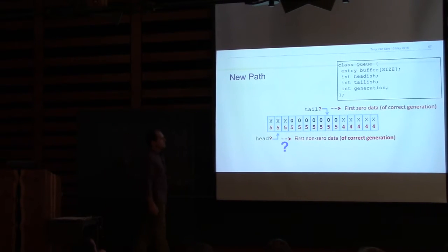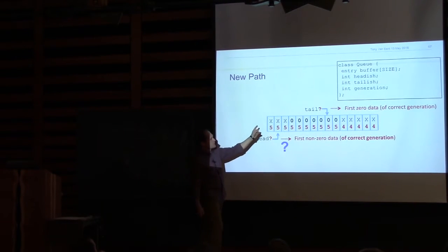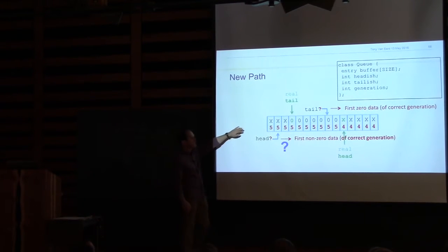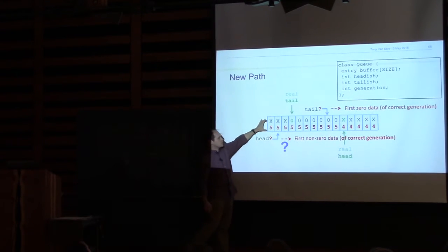So we have this queue now. The tail is looking for the first zero of the correct generation, and head is looking for the first data of the correct generation. And in this case, it happens to be kind of complicated that they're way off, right? But you can see just by looking at the amount of information you have that it should be possible to find the right head and tail. Regardless of where head and tail start, how far behind they are, it looks like all the data you need to know is right there.